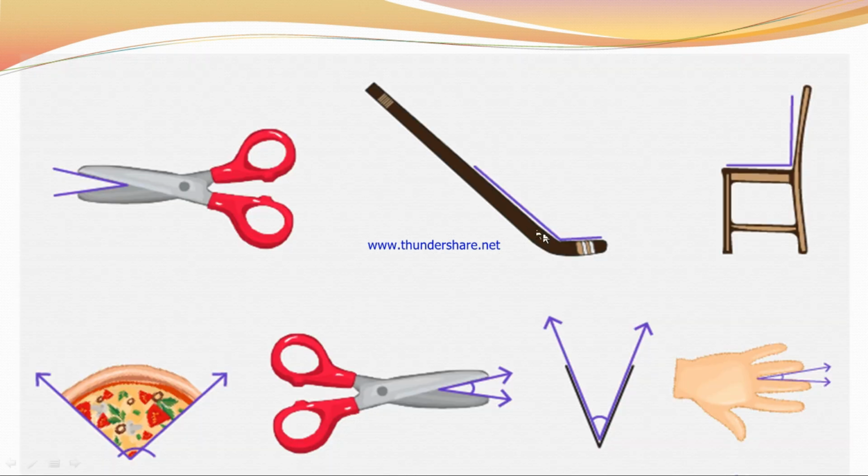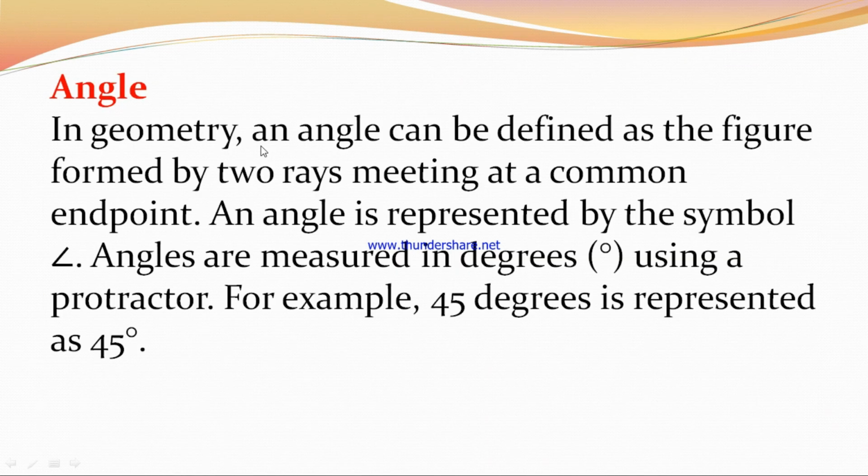These are examples of an angle. This is an angle, this is an angle. These are the shapes of angles. In geometry, an angle can be defined as the figure formed by two rays meeting at a common endpoint.